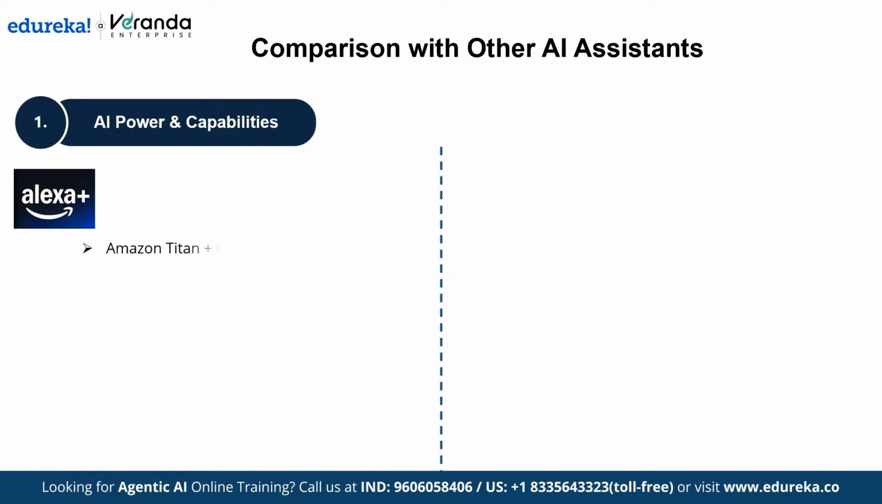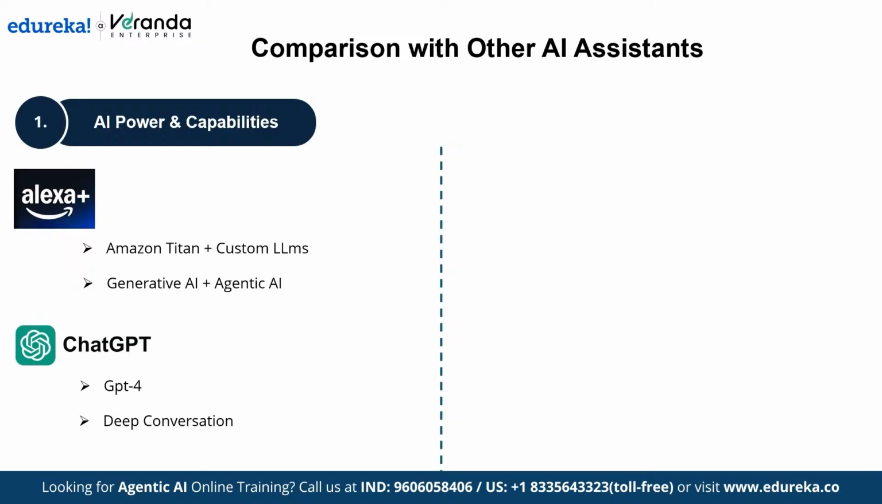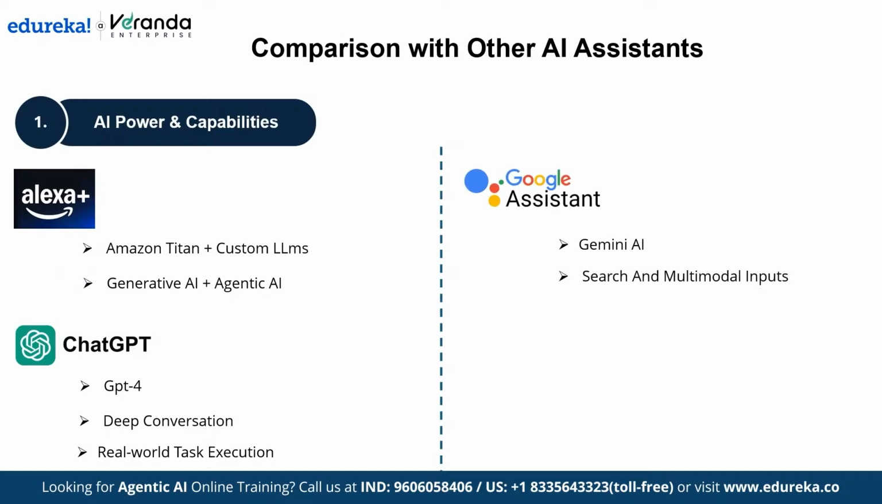Alexa Plus uses Amazon Titan plus custom LLMs with generative AI and agentic AI for smart, proactive responses. Whereas ChatGPT voice runs on GPT-4, great for deep conversation but lacks real-world task execution. Whereas Google Assistant uses Gemini AI, best for search and multimodal inputs such as text, voice, and images. And Apple Siri uses Ajax LLM, improving in language but still rule-based and limited. So Alexa Plus leads in proactive AI while GPT-4 dominates in conversation.